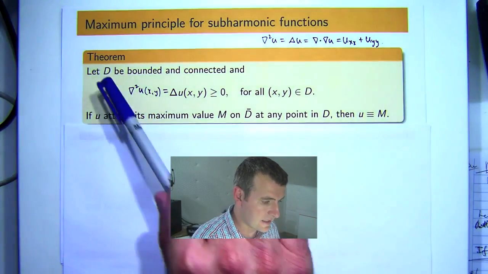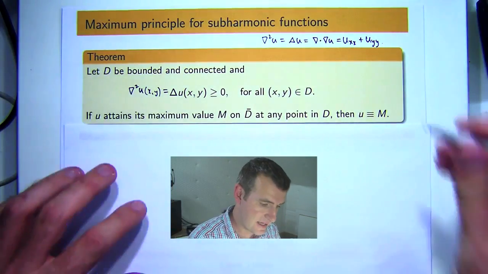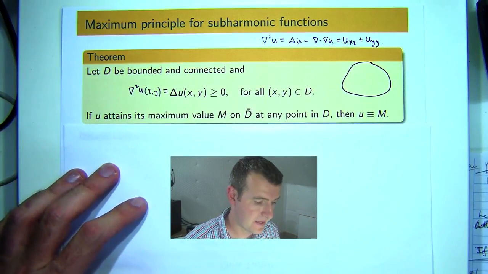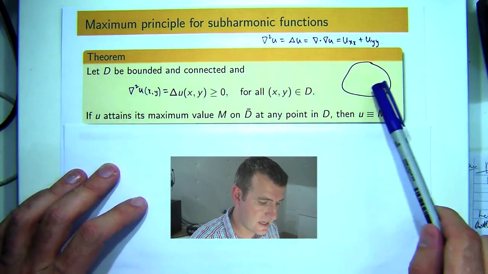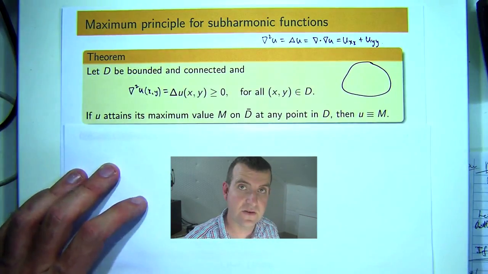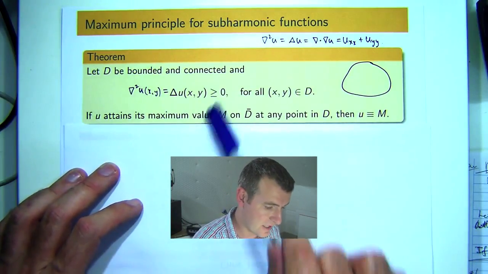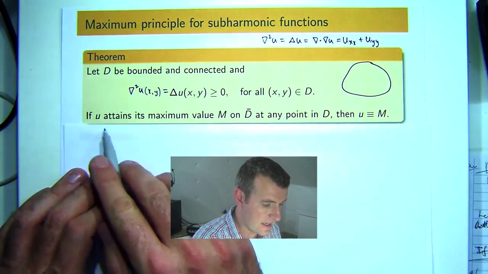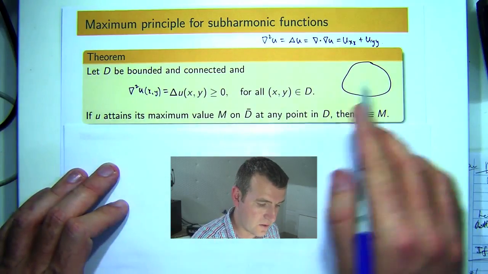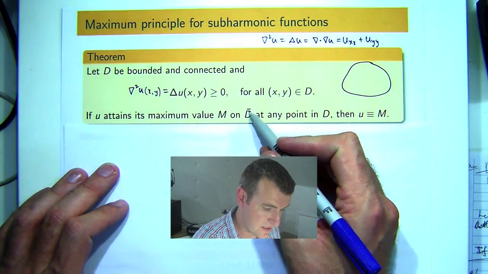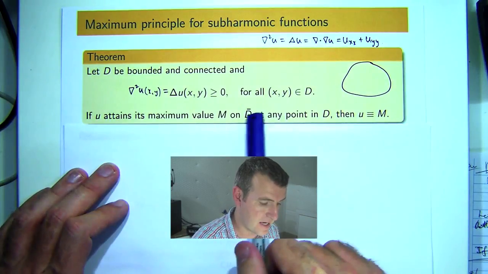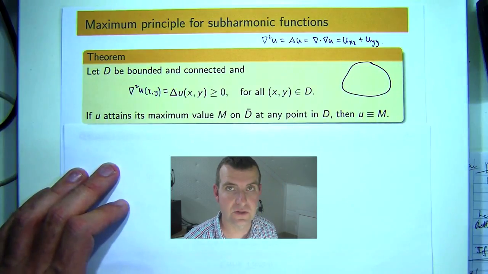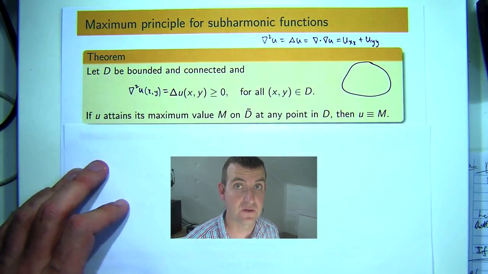So let D be a bounded and connected set, say lying in the xy plane, and let U be a function of two variables that is subharmonic in D. If U attains its maximum value m on D plus the boundary, that's what this closure, or the bar D, means, at any point in D, then U is identically equal to that maximum value. In other words, U is a constant.